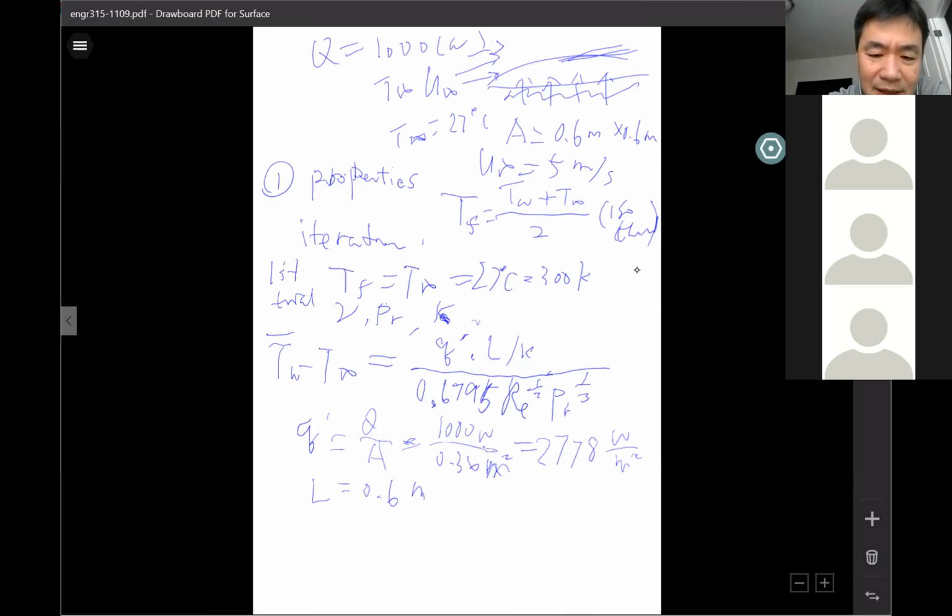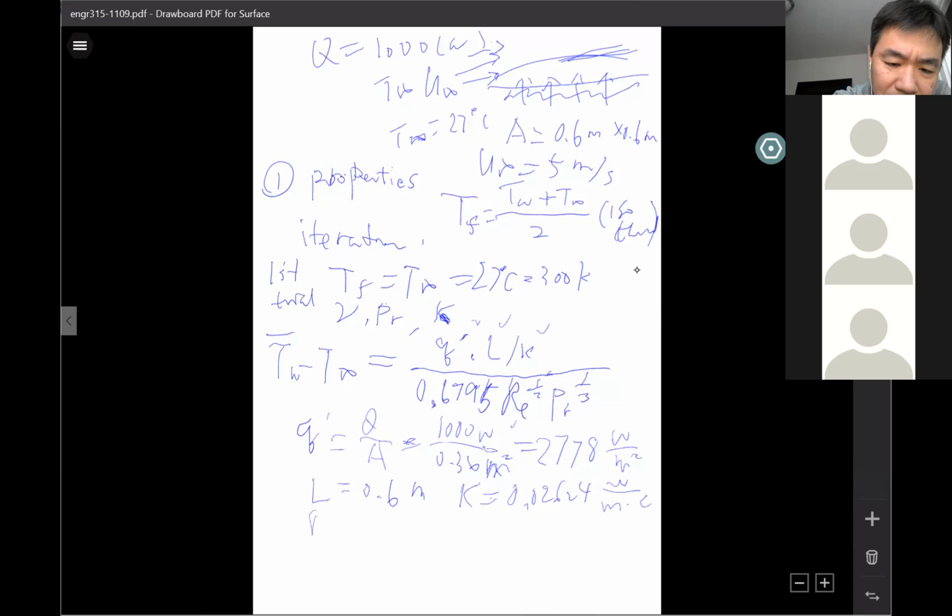You got a K equals what, 0.02624 watt per meter C. Okay, so viscosity is 15.69 times 10 to the negative 6. So you should be able to find the Reynolds number.